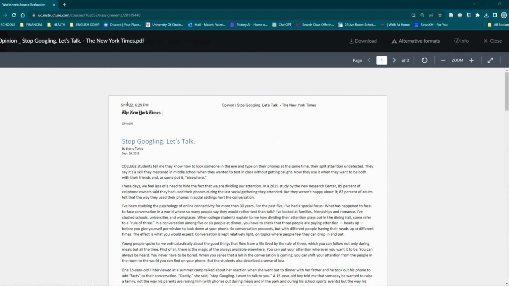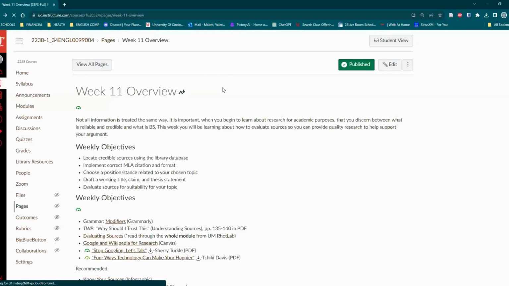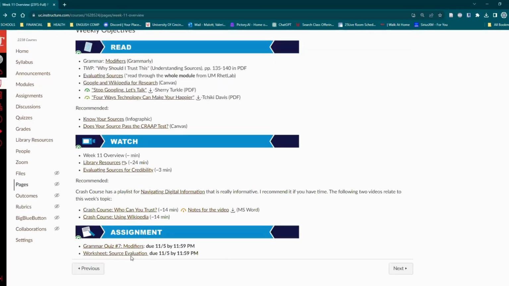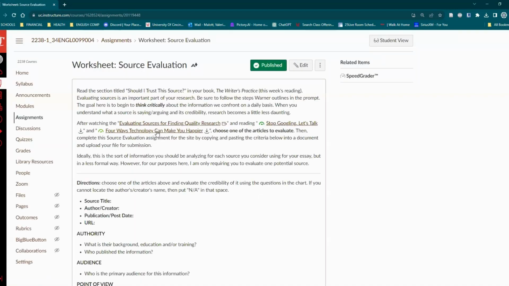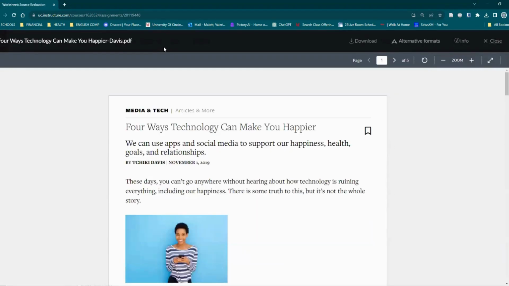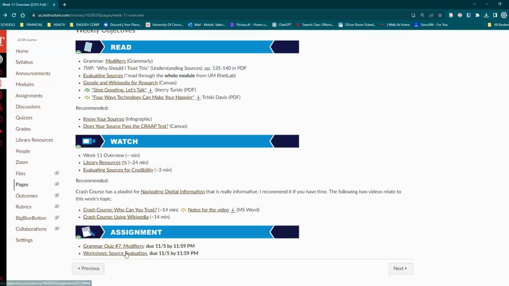So this date up here, ignore that date. The date that you want to look for here is under the title, right? Under the title and under the author's name. There you find the publication date. This is just the date that I saved the article. Likewise, in the second source, 4 ways technology can make you happier, you will see the date right here. So 2015 and 2019 are the dates of publication.